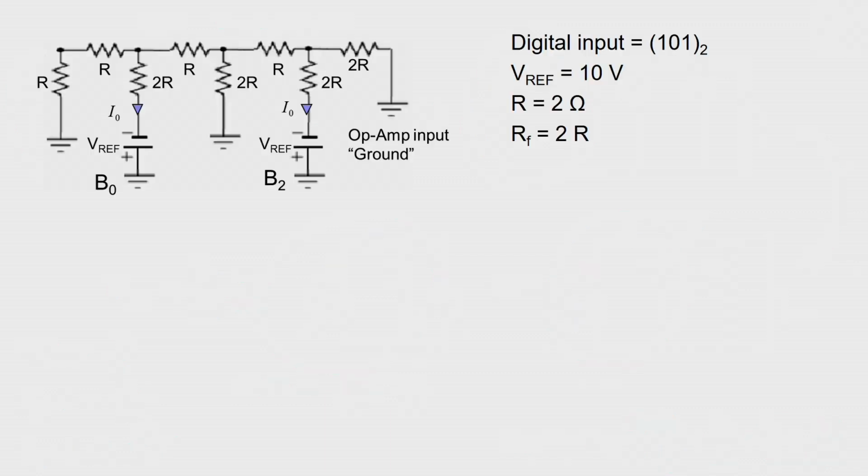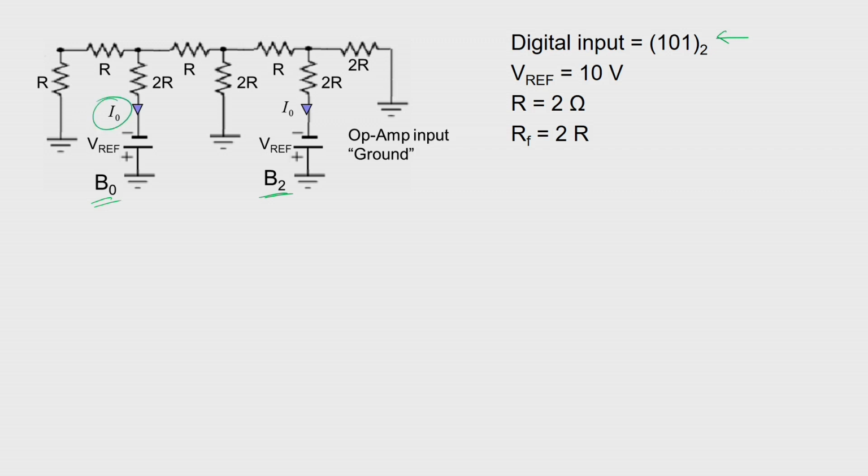This is an example we are dealing with, a 2 bit resistor network. This is the least significant bit, this is the most significant bit, and your digital input is 101, that is both the most significant and least significant bits are set to 1 and the intermediate one is 0. The reference voltage is 10 volt, your R is given to be 2 ohm and RF is set to be 2R. Then how can we calculate the value of this current first?